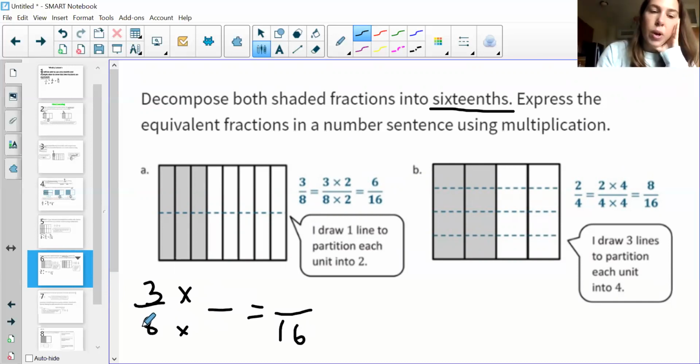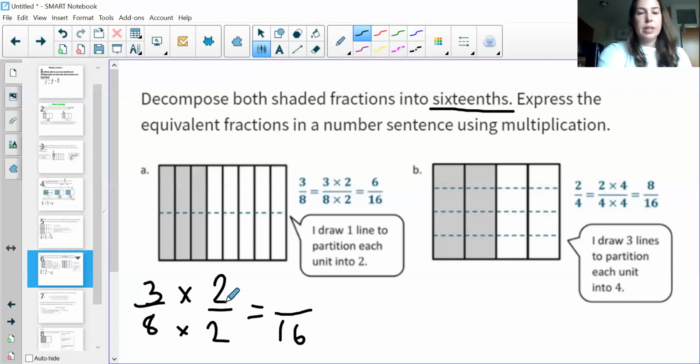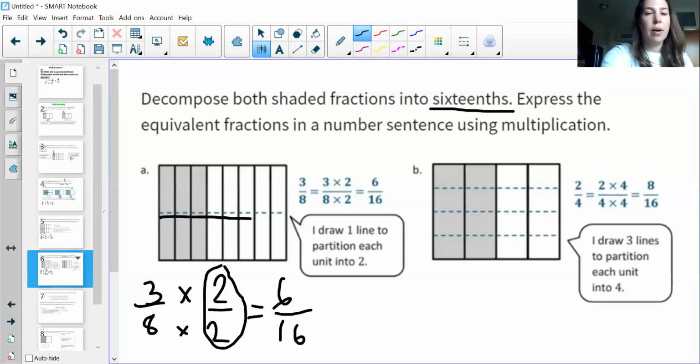So we have to ask ourselves, what do we multiply times 8 to get 16? Well, 8 times 2 is 16. So whatever we do to the denominator, we also have to do to the numerator. So we multiply the numerator times 2 also. 3 times 2 is 6, so that's 6/16. Now, since we know we have to multiply times 2/2, that means we're going to make 2 rows. So we draw that one line through the middle to create 2 rows, and it makes 16 pieces.